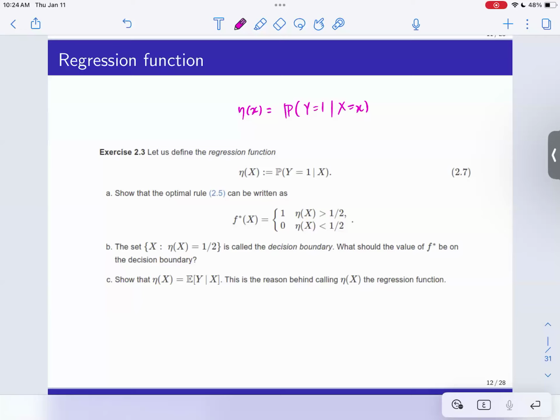So I have all the information I need to calculate the optimal rule. You might already have seen it, but you can formally show that the optimal rule can be written in terms of the regression function. If eta of x is bigger than 1/2, I decide 1. If it's less than 1/2, I decide 0. This is the optimal thing to do. So once you estimate this regression function, it's going to be your optimal rule. You plug in the regression function, like with eta hat.